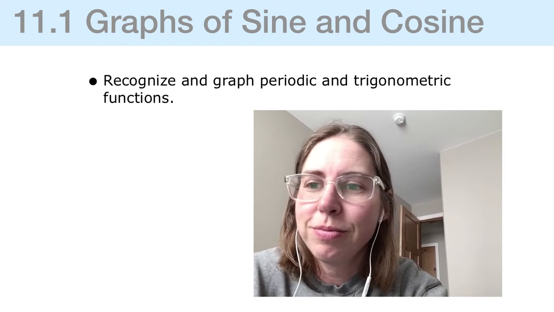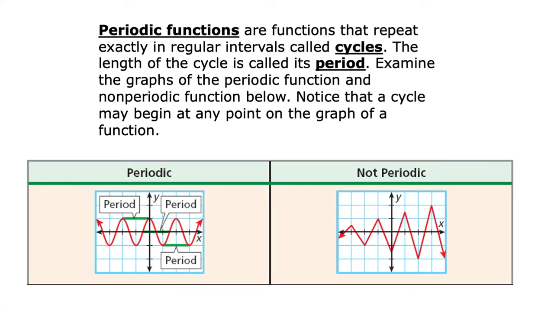Here we go. A periodic function is a function that repeats exactly in regular intervals called cycles. Now that cycle can begin at any point on the graph of a function, so it doesn't have to just start at the y-axis, for example. The length of a cycle is called the period, and that's why it's called a periodic function.